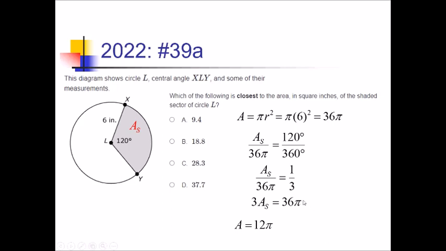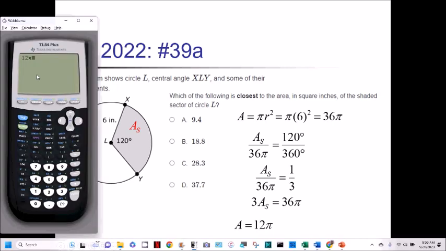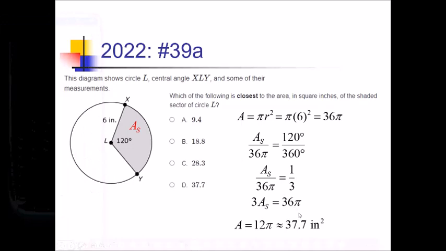And if this were a free response, I could probably leave it like this, but since I need to match it with an answer choice, let me plug that in the calculator. So 12 times pi, or 12 times 3.14 if you don't have a pi button on the calculator, that's giving me 37.7, and that's square inches, so that's going to be choice D.